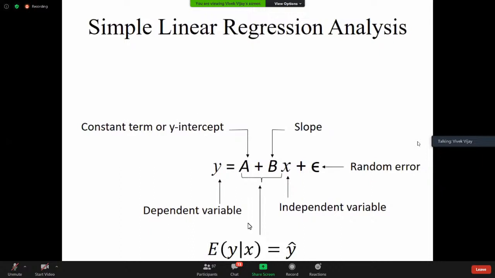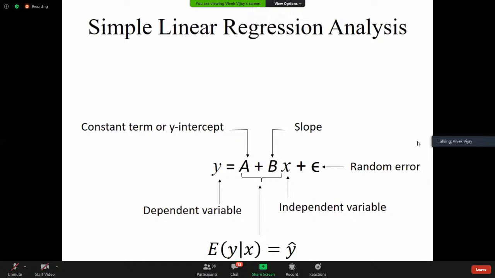You have y is equal to a plus bx plus epsilon. Here this a plus bx is what linearity stands for. So you have a linear relation between x and y, and this will not be exact. Therefore, there will be some error, and this error is what is called random error. Because the data is random, x and y are random values, so this error is random.